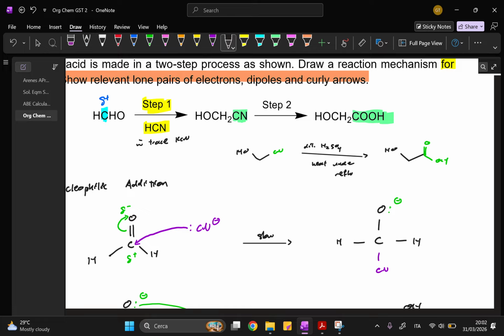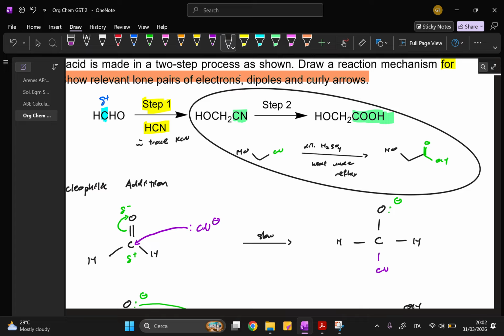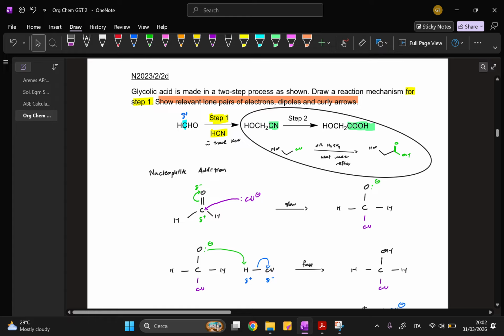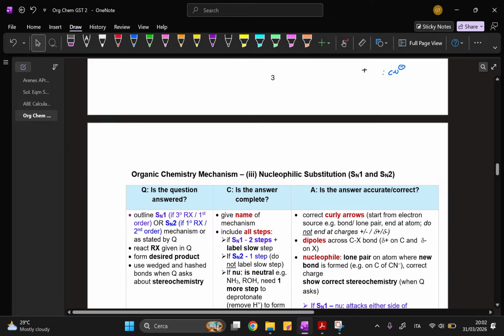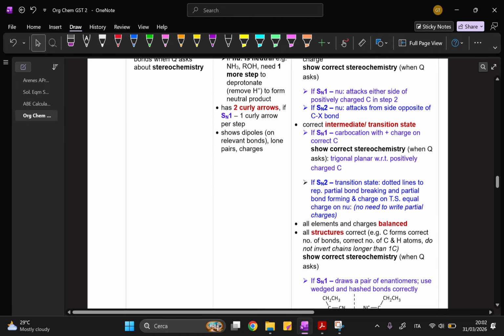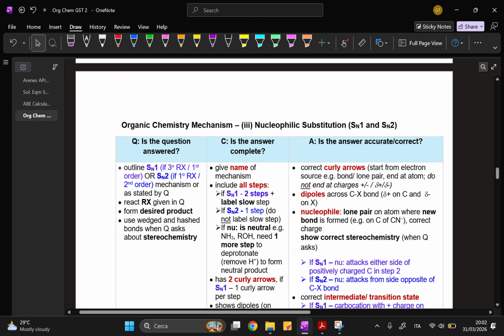Okay, this is not part of the question. I'm just revising a bit of synthesis here, just so that you remember something. Yeah, that's pretty much it for question 1 with a little extension. Of course, hope you guys enjoyed it. Thank you. And we are going to go on to the next mechanism now on nucleophilic substitution.